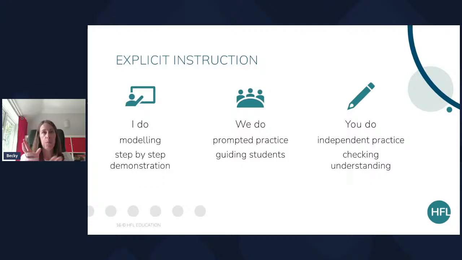How clear are you about the purpose of modelling to your teachers and how teachers should be structuring their modelling? So in I do, is there a clear step-by-step demonstration? And then are we repeating that and guiding students through it together before then asking students to move onto that independent practice? And this can help students organise their thinking, structure how they're going to tackle the task.